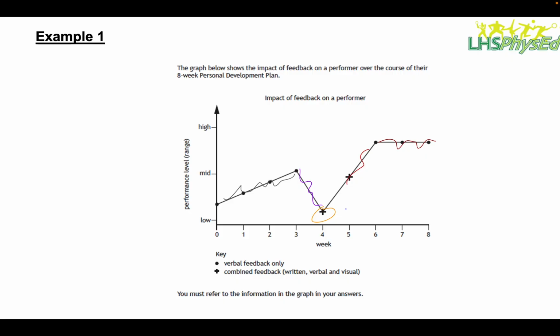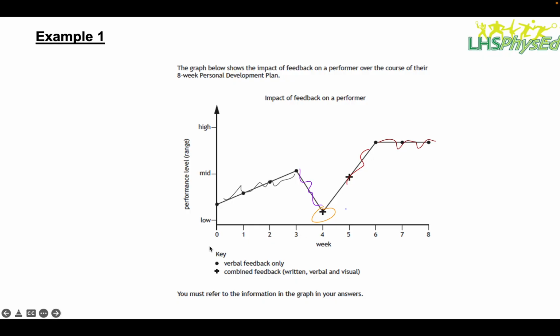So on screen just now is example number 1 of a scenario, and it's a line graph. If you have a look at the y-axis going upwards towards the sky, we can see the performance level ranging from low, mid to high, and along the bottom we can see the number of weeks that they have carried out their personal development plan, from 0 to 8 weeks. It's also important to have a look at the trend of the graph. I've annotated this for you so you can see here that the performance level is slowly increasing. Then there's a sudden decrease between week 3 and week 4. We then see an increase between week 4 and 5, and then another quite rapid increase between week 5 and week 6. And between week 6 and week 8, we see it plateauing or flatlining.